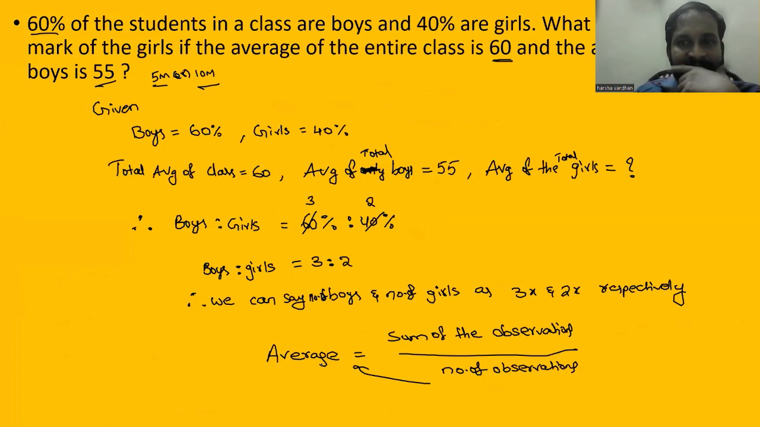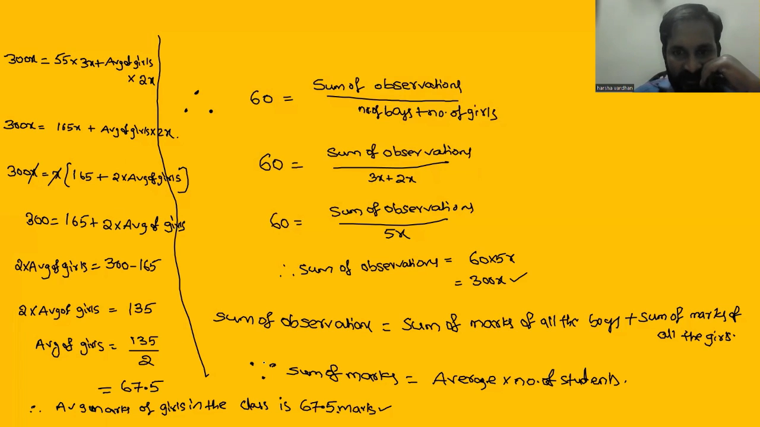The average of the entire class is 60 and the average of boys is 55. So the average marks of the girls in the class is 67.5 marks. Actually, this question was asked for 10 marks, so the procedure is also lengthy. In this manner, we need to write each and every step. There is no other choice. Then only you will get the correct answer. If not, you will not get it. That is very, very important.